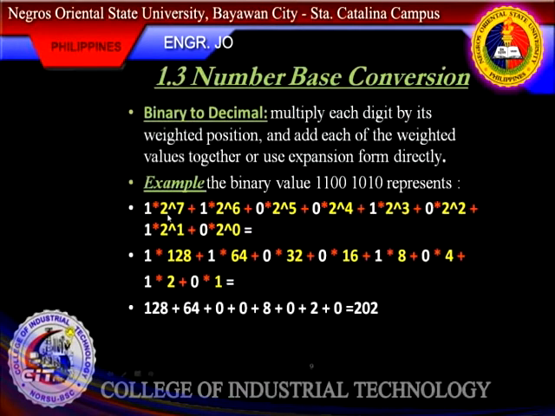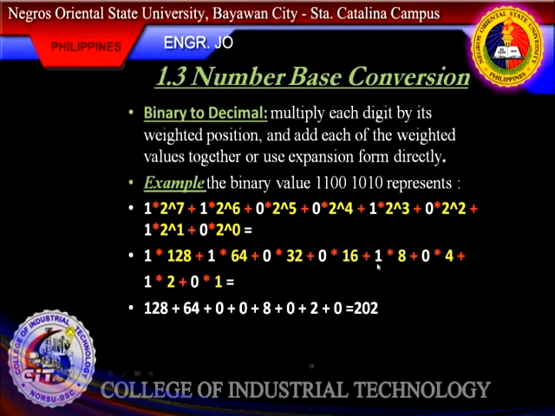Our multiplier is in base 2, so we're always going to use 2 as our multiplier, according also to their exponential form. Now, 0 is not included because any number multiplied by 0 is always equal to 0. So we're going to add the ones. 1 times 2 to the power of 7 is equal to 128. And this one is equal to 64.